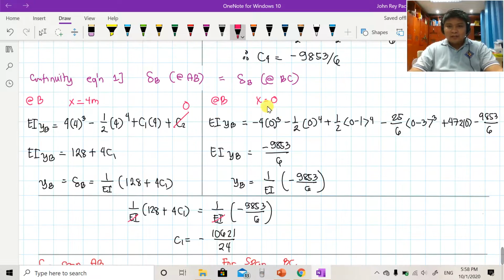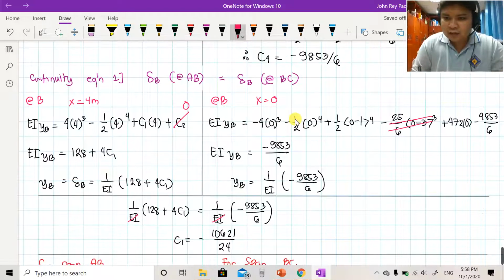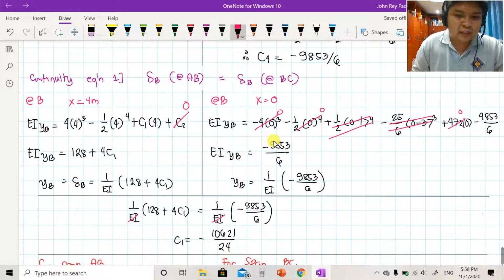Considering naman BC, ang iseset natin na value ng x ay 0. So, isubstitute nyo lang, class, yung 0. So, everything will be cancelled out. So, all of them ay 0 din except dito sa negative 9853 over 6. So, EIyB is negative 9853 over 6, class. Or simply, yB is equal to 1 over EI, this time negative 9853 over 6.